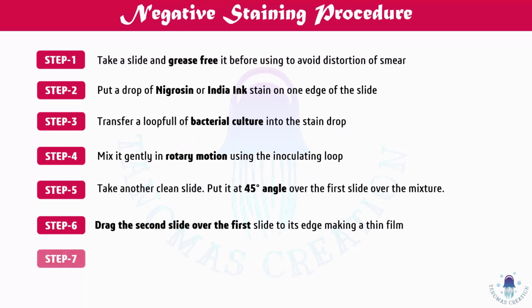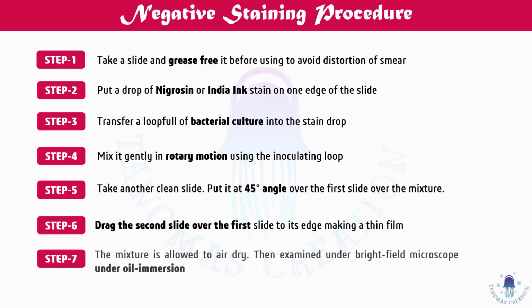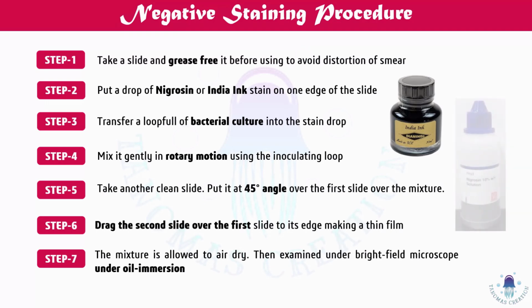After that, this thin film is allowed to air dry and then it is observed under a bright field microscope under oil immersion. Oil immersion uses 100x, so at 100x we will see the structure. This procedure will become clearer when you see the pictorial representation. Before this, we need to see the market availability. This is India ink and this is nigrosin, which is available in the market.